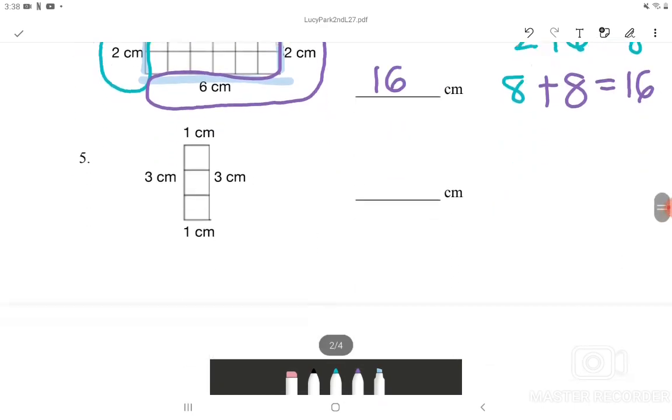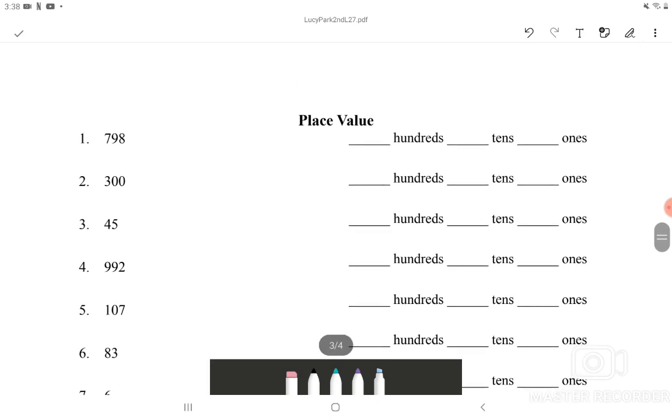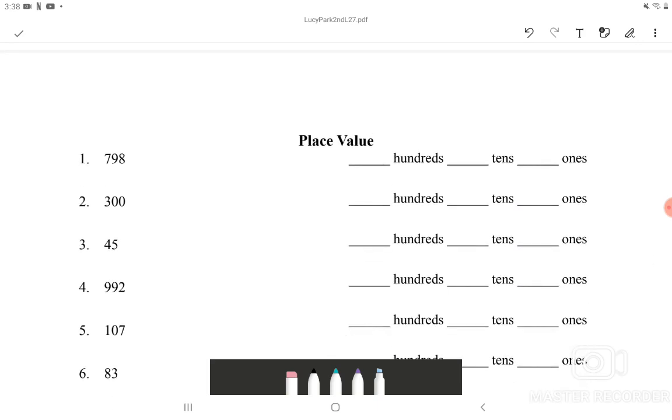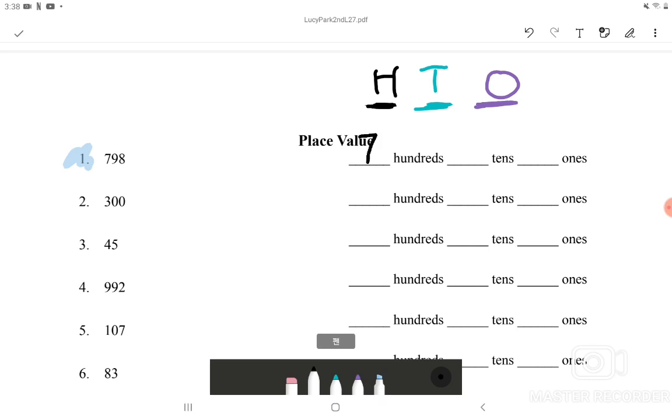Now moving on to section 2, we have place value, and when you are doing this type of problems, you have to remember this. When there is a three-digit number, the first one that comes will always be the hundreds, the second one will be tens, and the last one will be ones. Now this only applies when there are 3 numbers. So when we look at number 1, it is 798, and the first one that comes is 7, the second one is 9, and the third one is 8. And this is how you're going to fill out the rest of them.